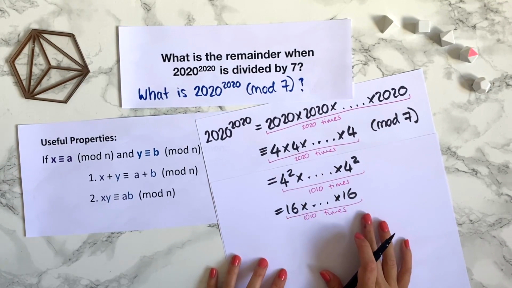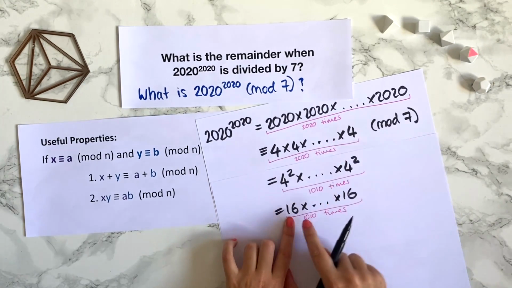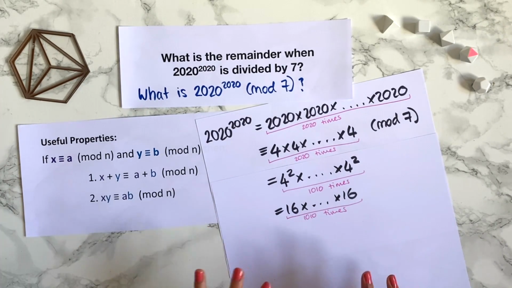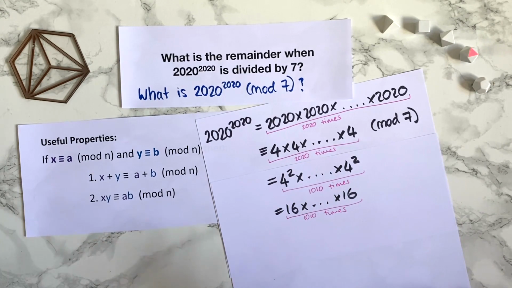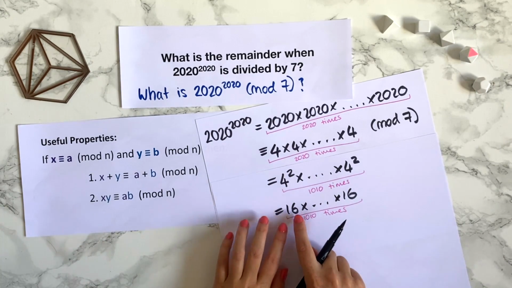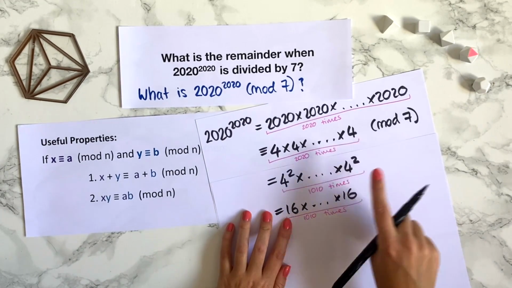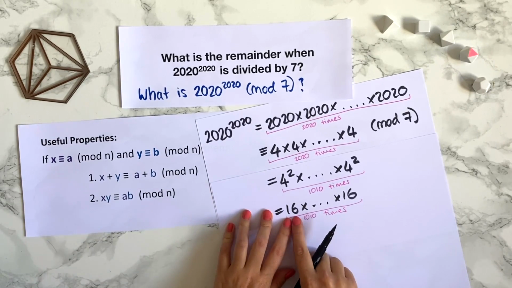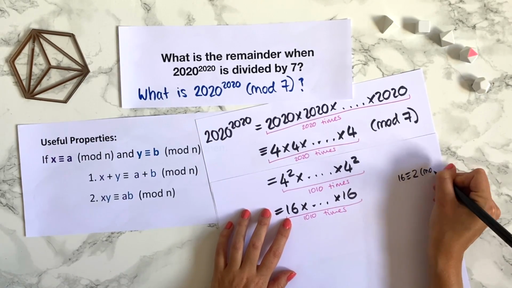Now, does this help us? What we can do is try and reduce 16 now by modulo 7 and see if this simplifies things. Remember, it's quite convenient if we can try and get zeros, ones or minus ones in our reduction, because these are numbers that are easy to multiply together. So let's see what happens if we reduce 16 modulo 7. Well, 14 is divisible by 7, so 16 is 2 more than 14, so that means 16 is congruent to 2 mod 7.